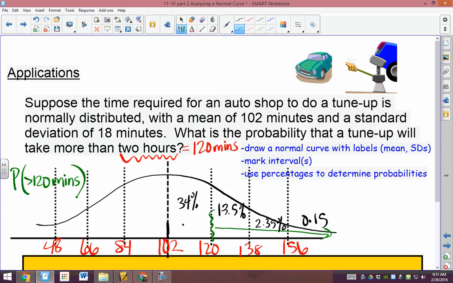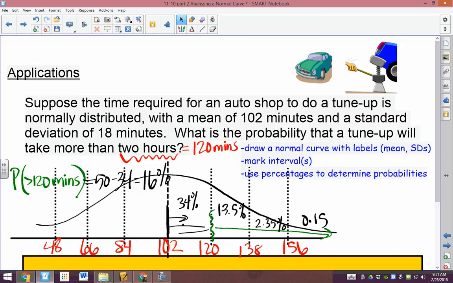Or even, I was thinking, here's 50%. Can't we just do 50% of the data has to be that way? 50 minus the 34 I don't want. So lots of different ways. And when we do that, we get 16%. So 16% chance we gotta wait more than 2 hours for our car, which is a long time.